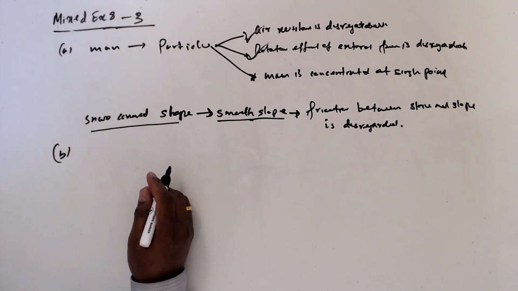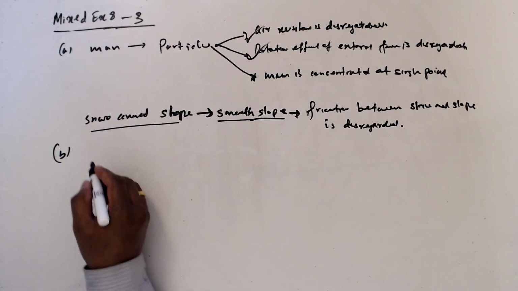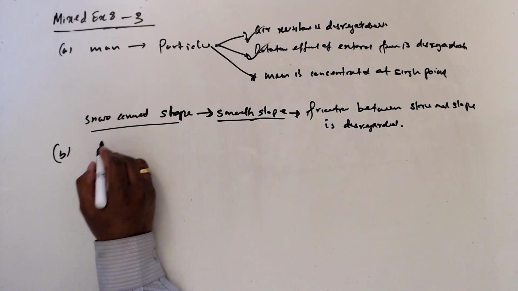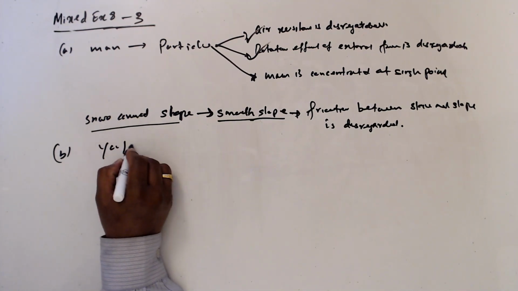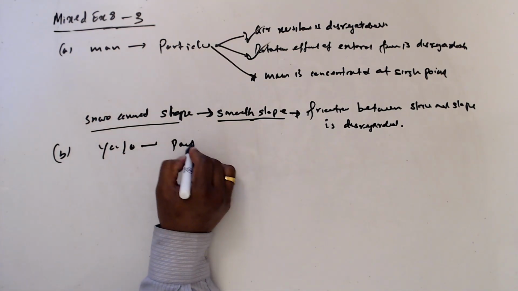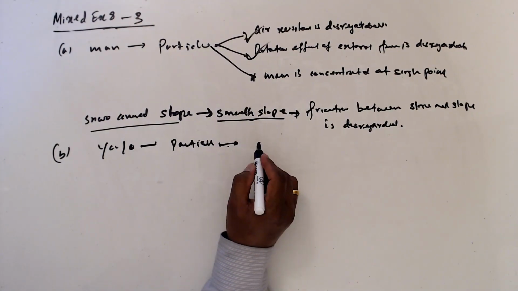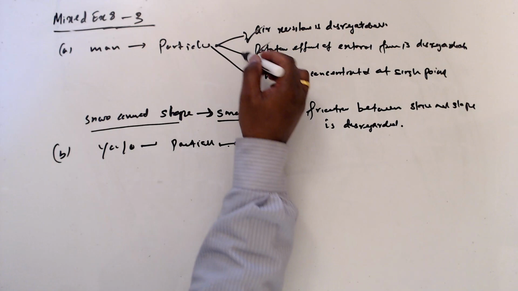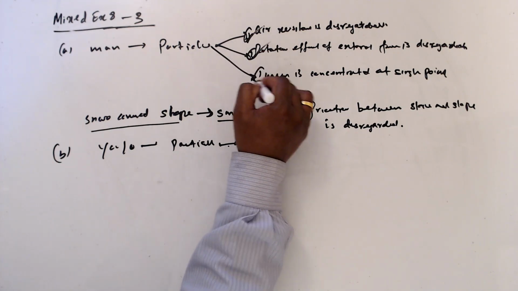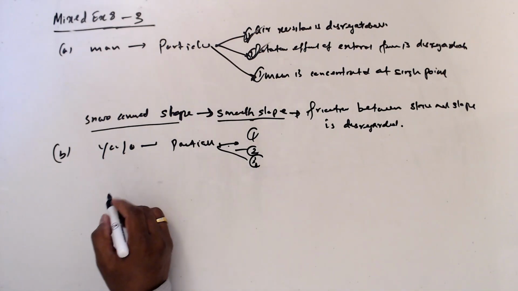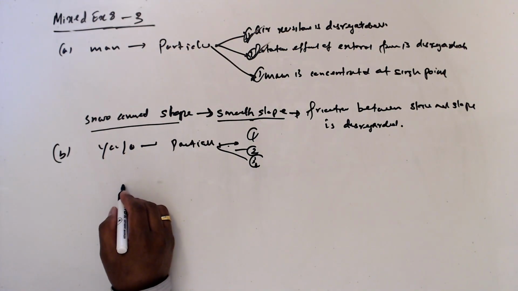Part B, motion of a yo-yo on a string. So the yo-yo, we can treat as a particle. Then air resistance, so these three will be here, the same three, and then the string.